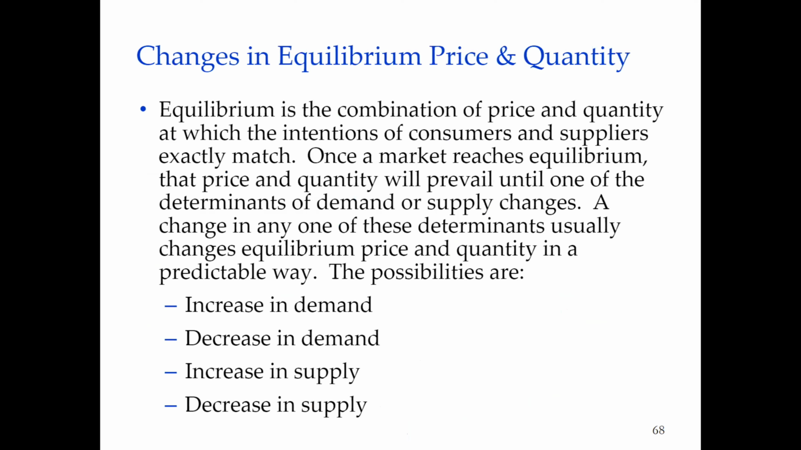Changes in the equilibrium price and quantity. Equilibrium is a combination of price and quantity at which the intentions of consumers and suppliers exactly match. Once a market reaches equilibrium, that price and quantity will prevail until one of the determinants of demand or supply changes. A change in any one of these determinants usually changes equilibrium price and quantity in a predictable way. The possibilities are an increase in demand, a decrease in demand, an increase in supply, or a decrease in supply.